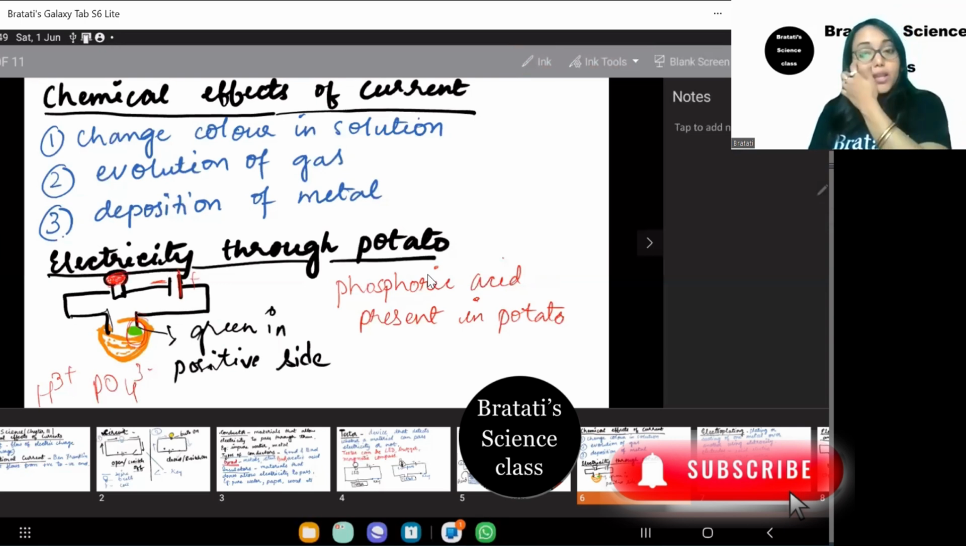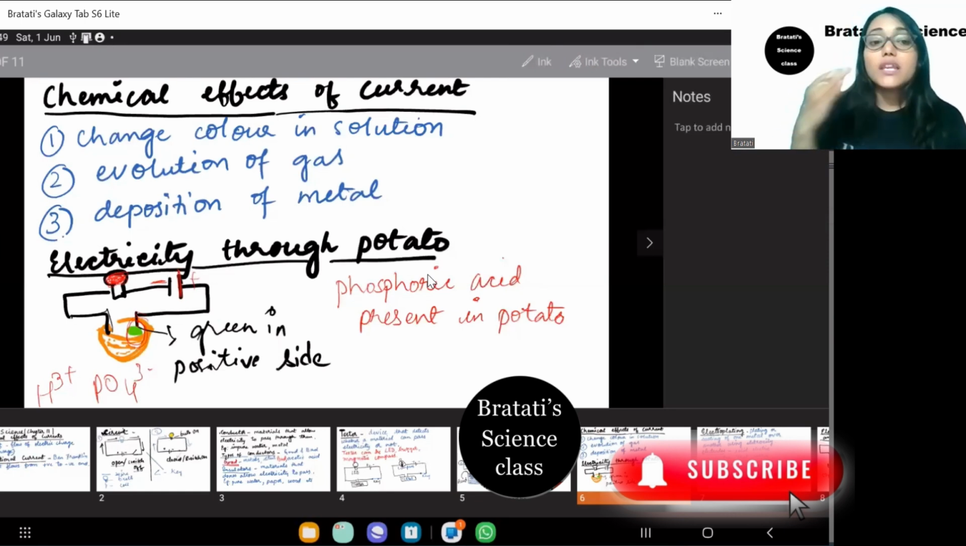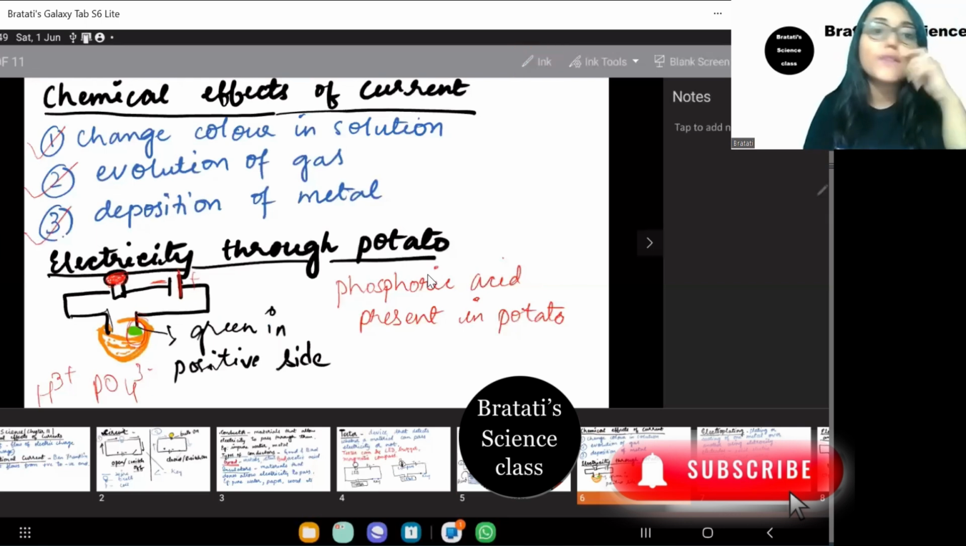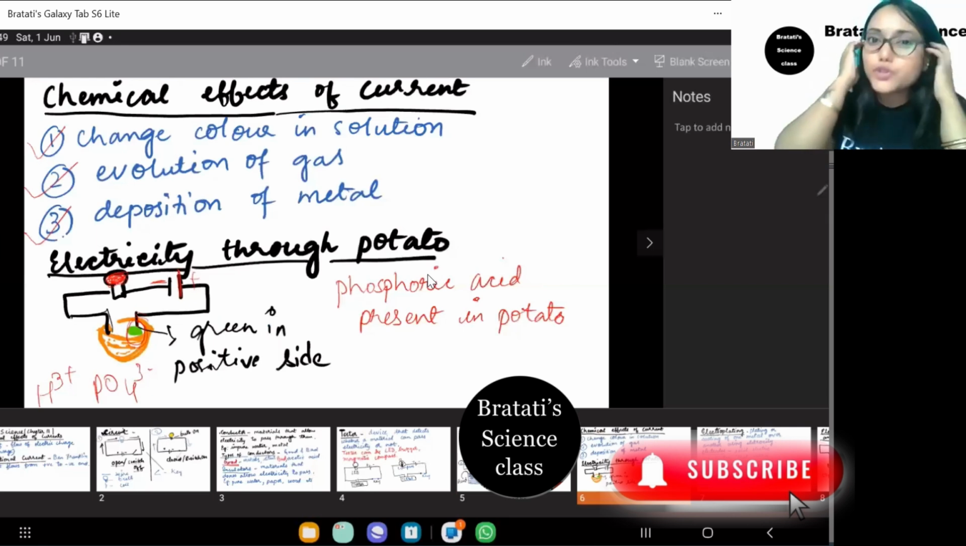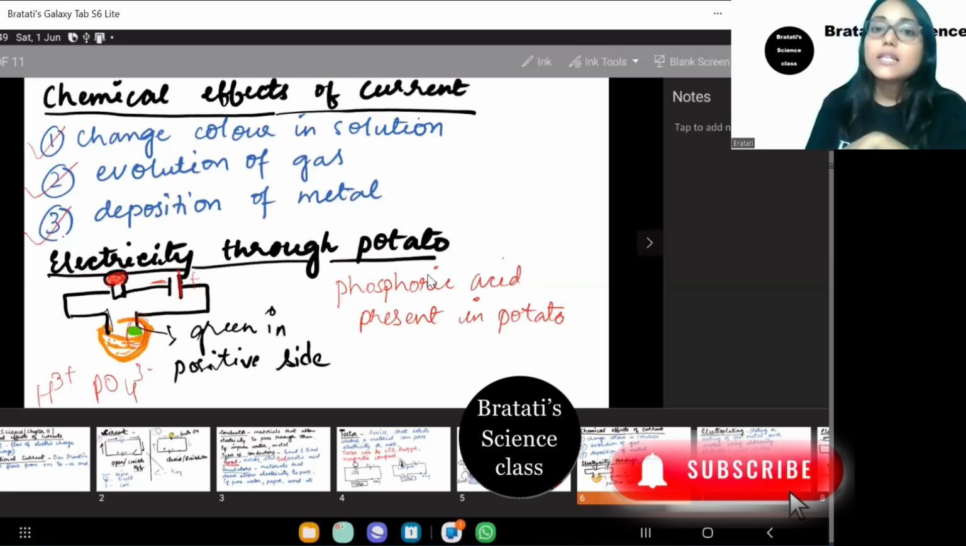So now, how can you see and understand that there are some chemical effects going on, some chemical reactions going on? If any chemical reaction is going on and electricity is passing through it, we can see a few changes. The first is the change in color. The second is that bubbles will evolve. And the third one is the deposition of metals. What is that deposition of metals? This is something called plating or coating. That is our next topic.